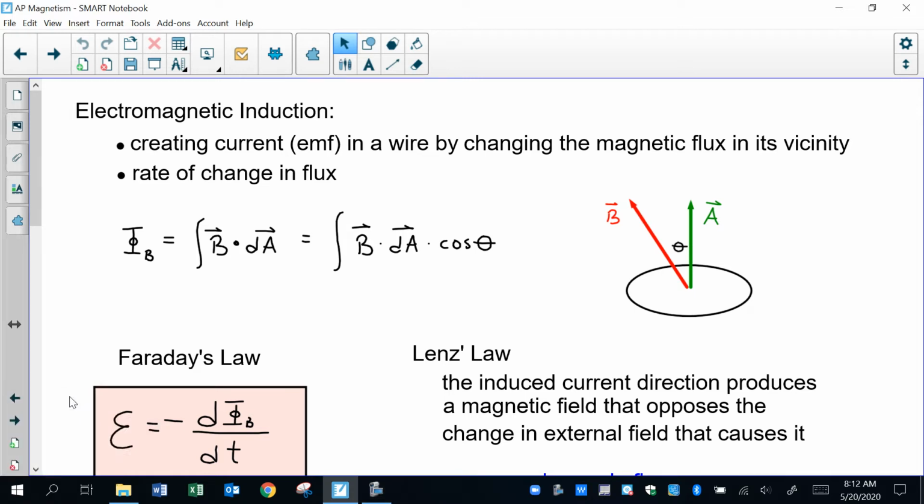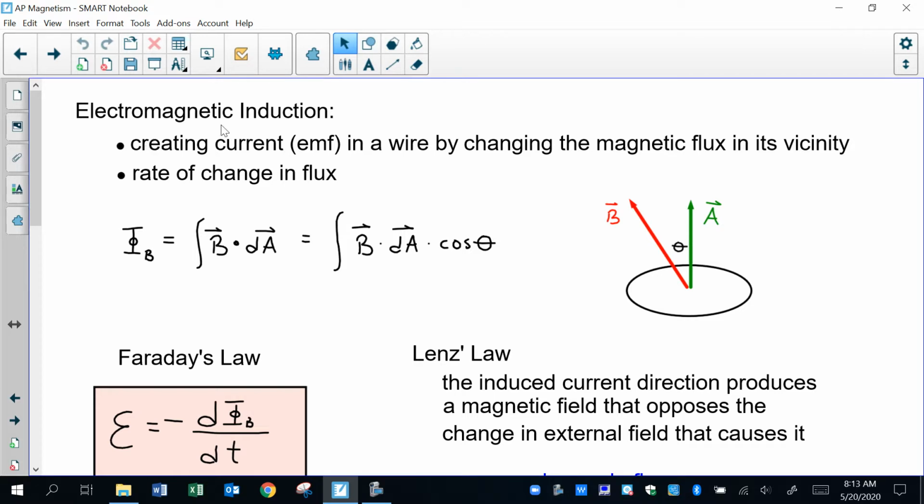Now that we've talked about magnetic forces and magnetic fields, we can move on to electromagnetic induction, which is an important one because essentially it's how we develop all of our electricity. Unless you're talking about a battery or a solar cell, this is how we power all of our electrical devices.